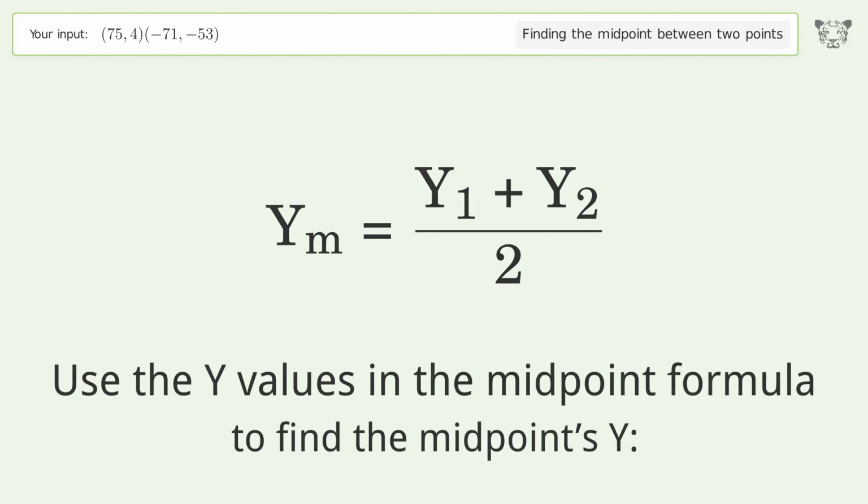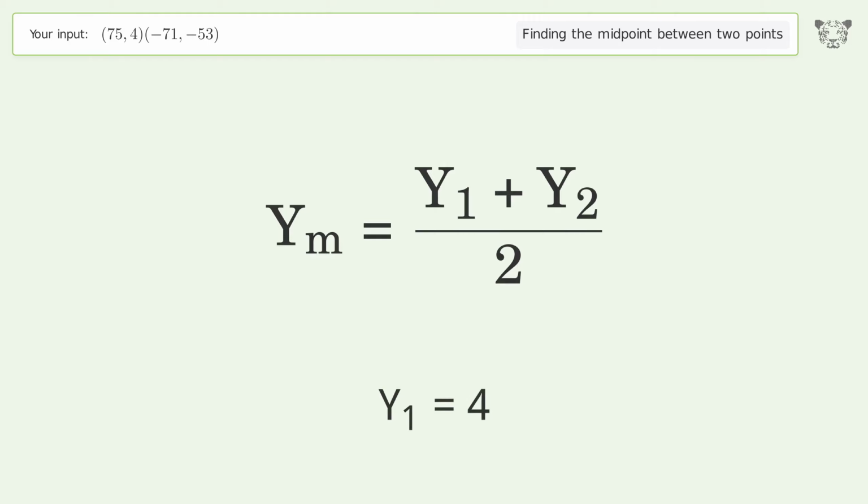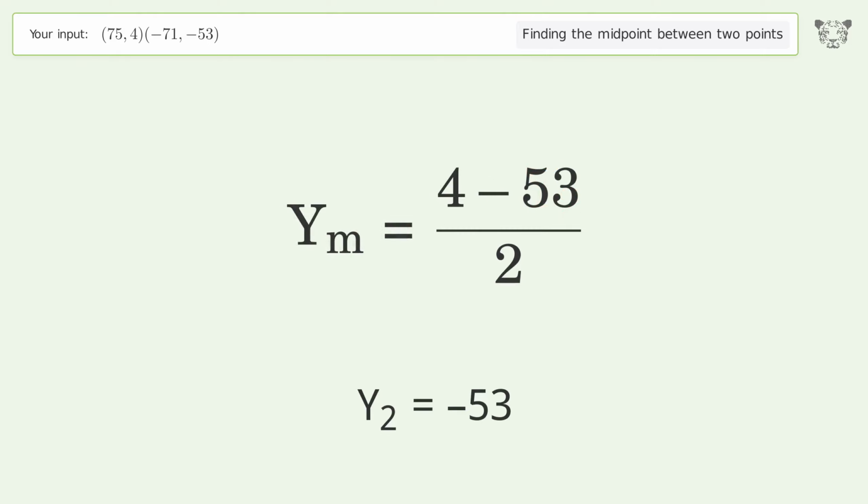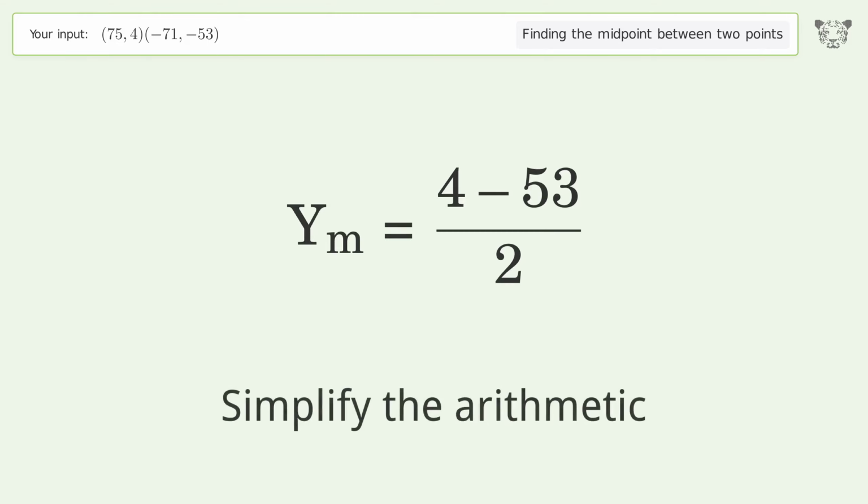Use the y values in the midpoint formula to find the midpoint's y. y1 equals 4. y2 equals -53. Simplify the arithmetic.